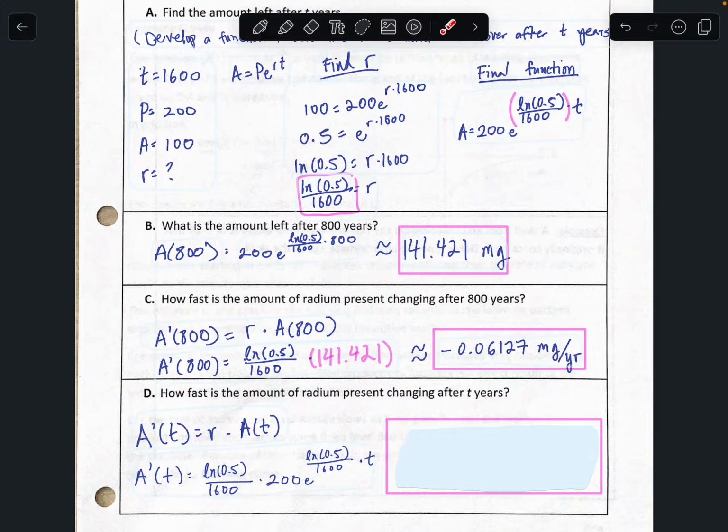And when we plug it in, we actually have things to simplify. So we're going to reduce the 200 over the 1,600 to give me a reduced value of 8. That's why I end up with ln of 0.5 over 8. And that is my answer. That's my function of the rate of change at any given year of radium, given my APERT function.